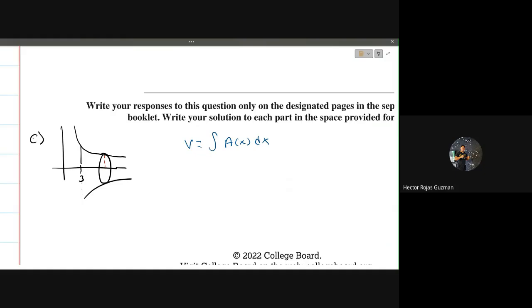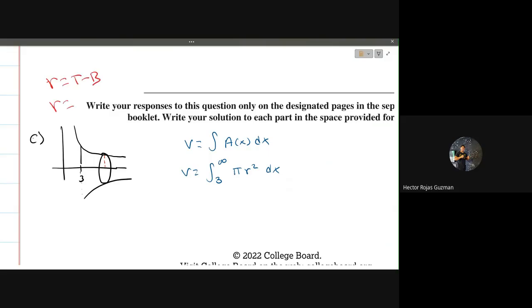What's the area of a circle? The volume is going to be the integral from 3 to infinity of pi r squared dx. You just have to find the radius. It's always going to be the distance from the function to the line of revolution, and you can do that by doing top minus bottom. The radius is top minus bottom.